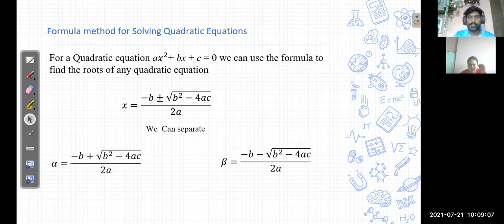And this is just separating. So you see here, you have alpha and beta. But there's a delta thing also, right? Yes, there is a delta also. Okay, so this is just separating. If you see, this is plus minus. So first we have taken plus and then we have taken minus. So this alpha and beta are called the roots of the quadratic equation.